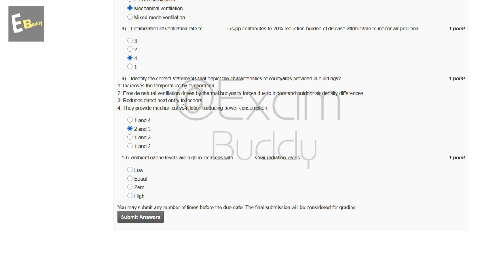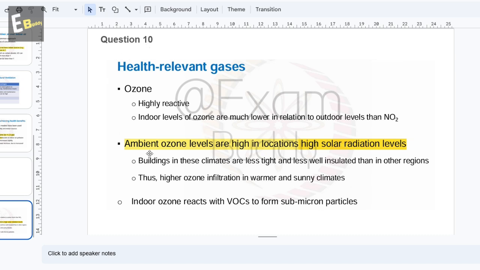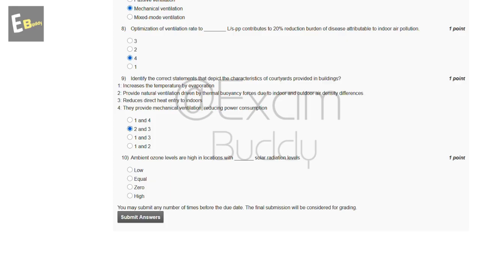Now the 10th question is: ambient ozone levels are high in locations with dash solar radiation level: low, equal 0, high. Let's check the answer of the 10th question. Ambient ozone levels are high in locations with high solar radiation level. So the answer of the 10th question is D, high.